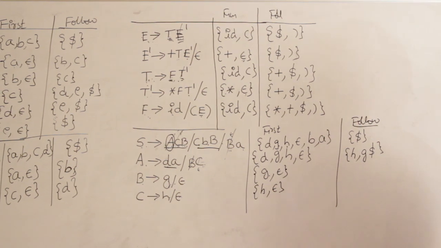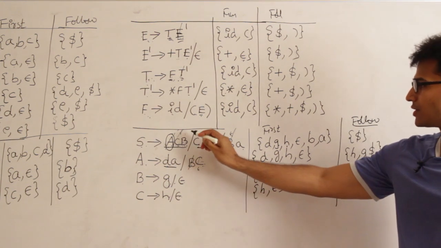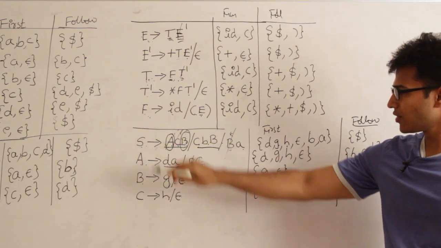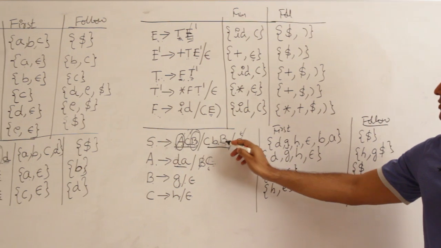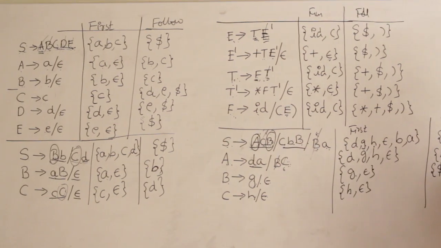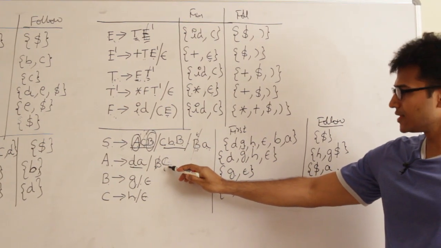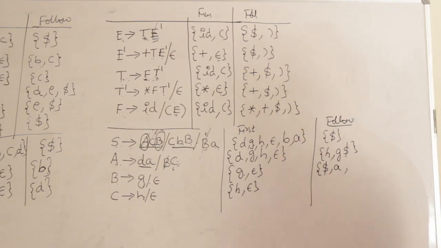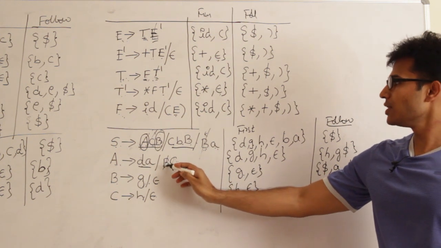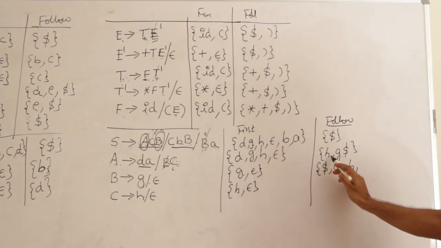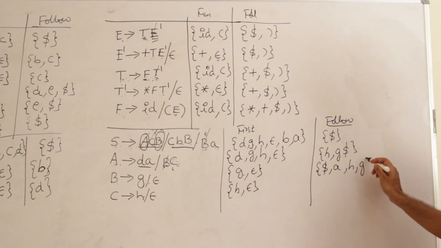Next one, what is follow of B? Follow of B is follow of S, isn't it? Because of this it is occurring at the end. Follow of B is follow of S. Then what is follow of S? Dollar, and follow of B is small a, and here also there is B. Follow of B is first of C, and first of C is H, therefore H. And if I put epsilon here, follow of B is follow of A. What is follow of A? H, G, and dollar. So H is there, G is not there, so therefore I am writing G.